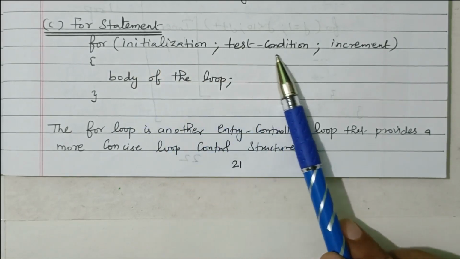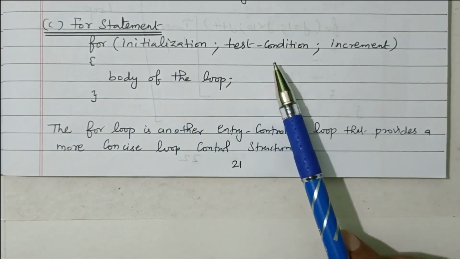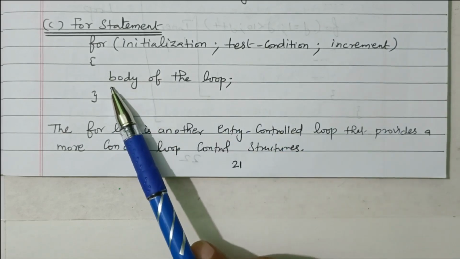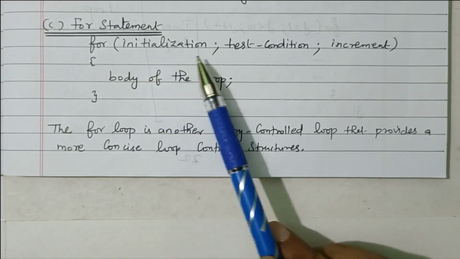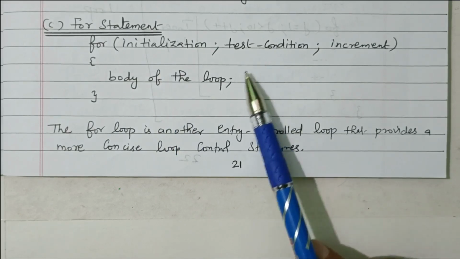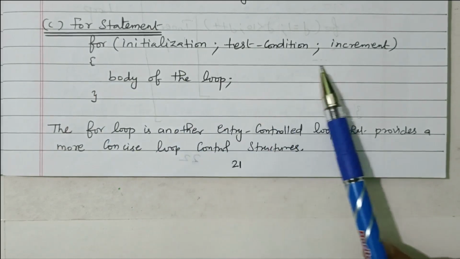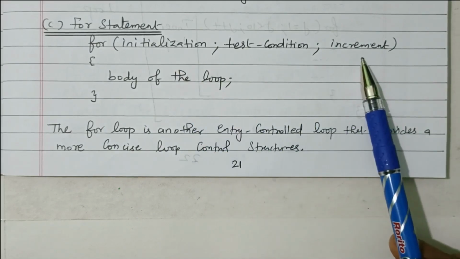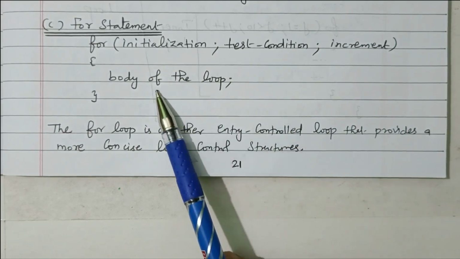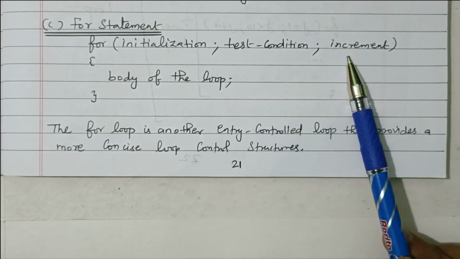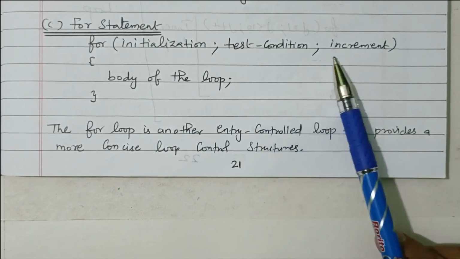The for statement has 3 parameters available inside: initialization, test condition, increment. Then open the brace, body of the loop, set of statements, close the brace. Initially one value is given. Then it will check the test condition. If the test condition is true, it will execute the body of the loop, that is the set of statements between the braces. After executing, the initial value is incremented. After increment, again it checks the test condition. If true, the statements are executed again and incremented again. The same process repeats until the test condition is false. If the test condition becomes false, it will stop the process.